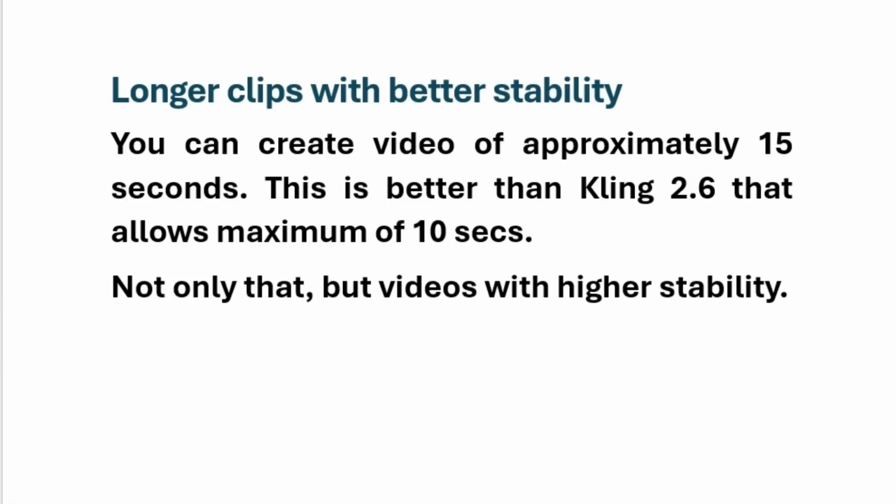Maybe you want to create a video of 2 minutes or 3 minutes. It makes it faster for you than when you're using a maximum of 10 seconds of Kling 2.6. So it's an additional feature to this Kling family. And not only that, the videos have higher stability. So you create AI videos that are more stable than what we had before.